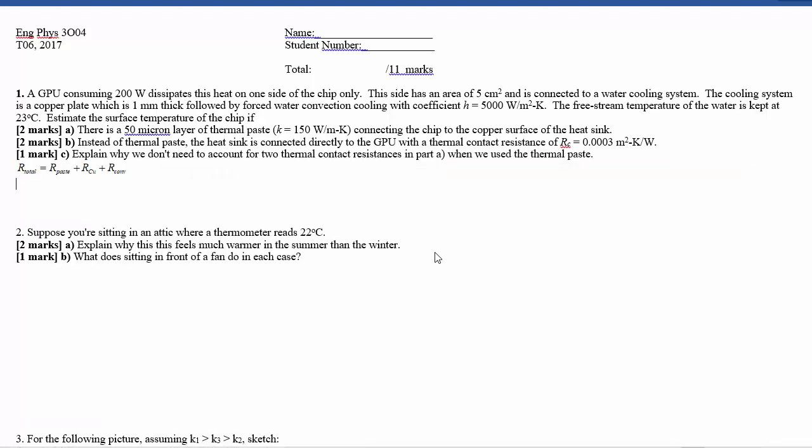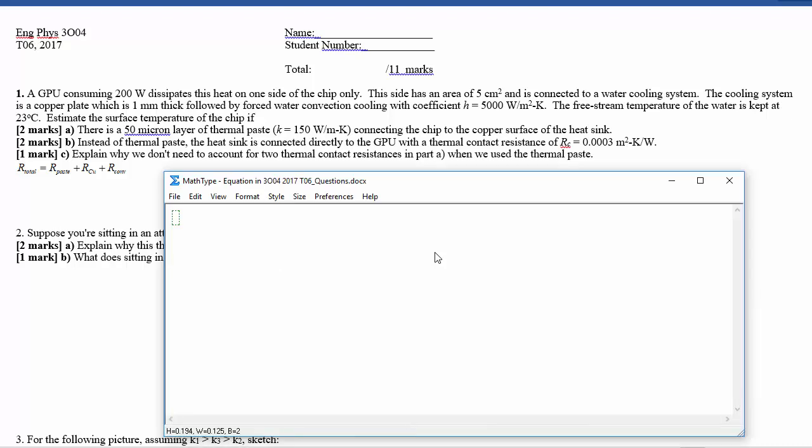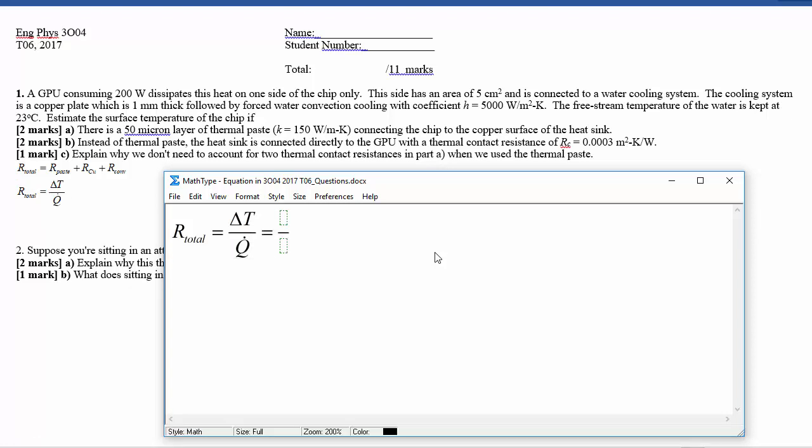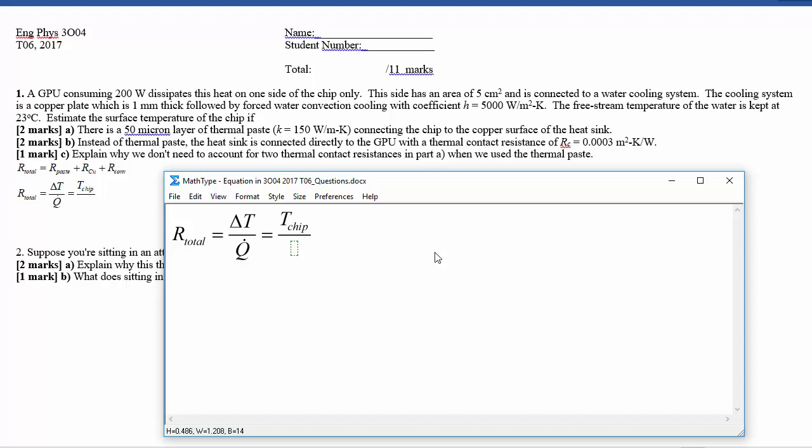Then what we're going to do with that is say that the total resistance is equal to the total temperature difference divided by the rate of heat flow. The temperature difference is going to be the temperature of the chip, so the surface temperature of that GPU, minus the temperature of the water. Maybe we'll call that T infinity, our free stream temperature. And then we're dividing that by Q dot, which is our 200 watts.